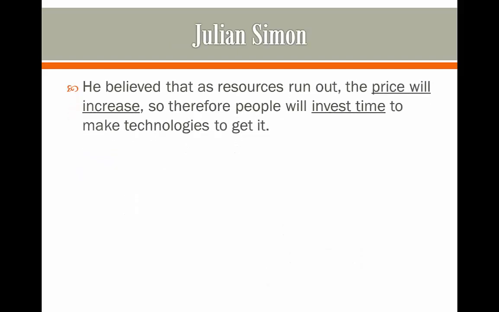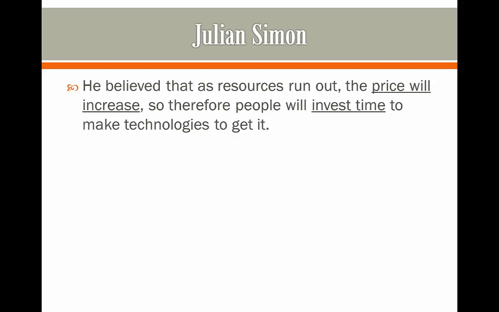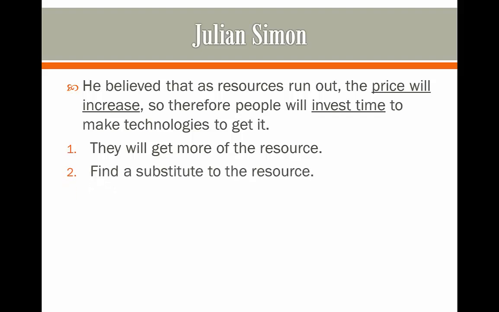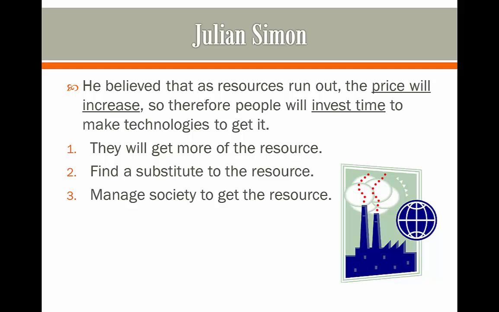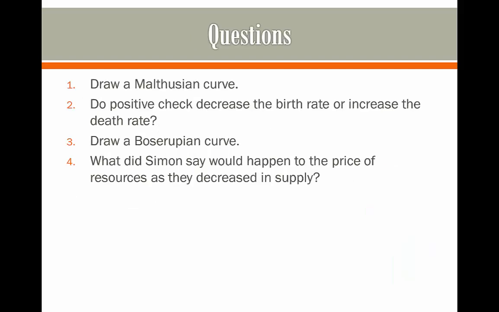Julian Simon. Julian Simon believed that as resources run out, the price of these resources will increase, so people are going to invest time in trying to make technologies to get them. They will firstly want to get more of the resource, they will want to find a substitute to the resource, and manage society to get the resources. So Julian Simon's idea is similar to Boserup's, that humans, being a smart race, are going to develop these technologies to deal with the fact that we don't have the amount of resources which we really want. However, Julian Simon took more of an economic approach and explained that society is going to have to find substitutes and manage a society without a resource.